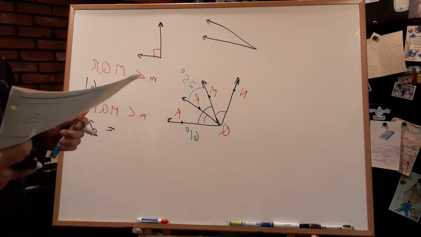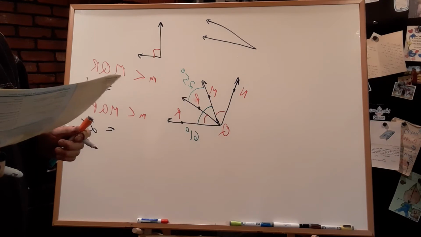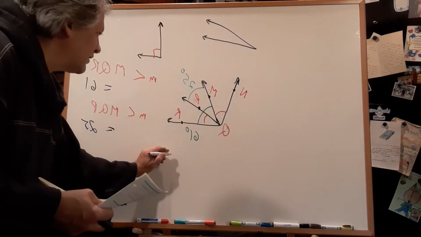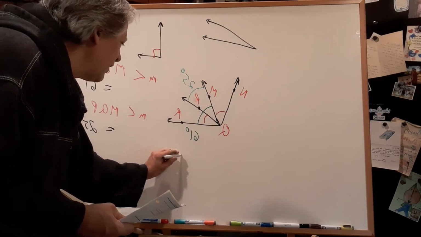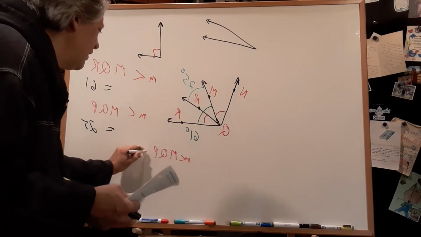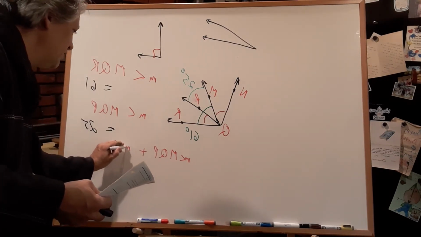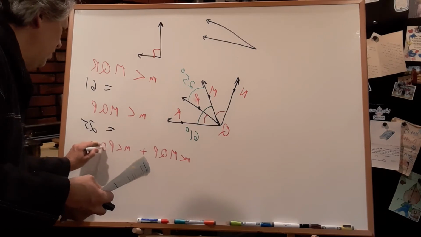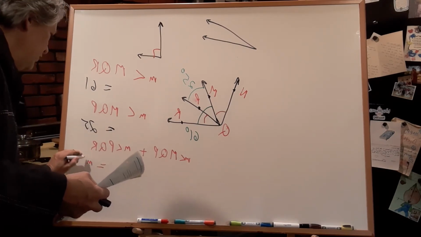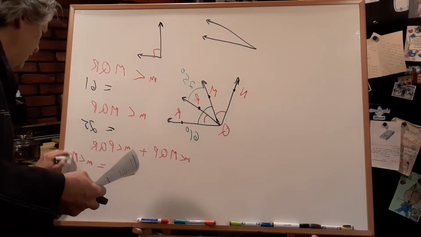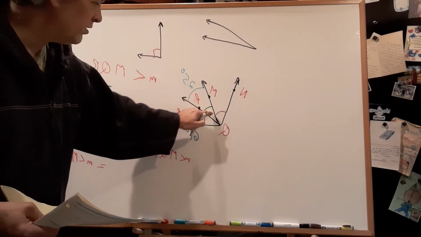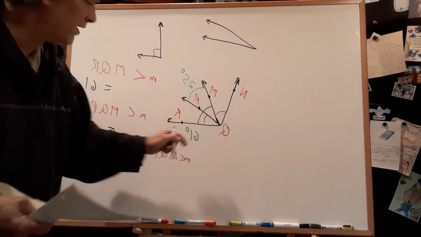All right, so what are they asking? PQR. So basically it's just the measure of MQP plus the measure of angle PQR is equal to the measure of angle MQR. Right? This angle plus this angle equals that angle.